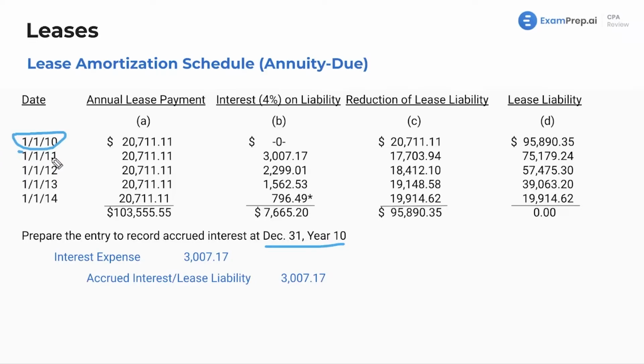Let's think about that. The interest is paid annually. So over the course of year 10, we have been accruing this interest. We have interest expense now of $3,007, and we have accrued interest of $3,007, which will immediately be paid off the next day on 1/1/11, right? But we are now reporting this. And you might remember from bonds, remember, interest expense on the income statement, that's going to go up over the course of time, right? It just goes up and up and up.